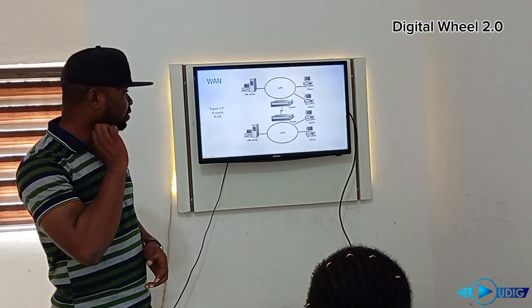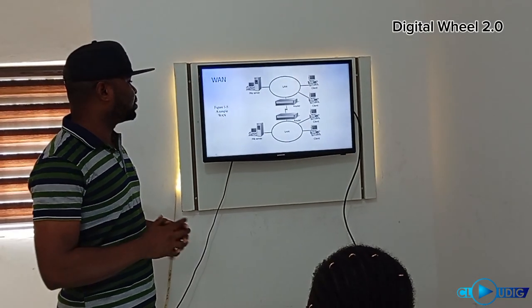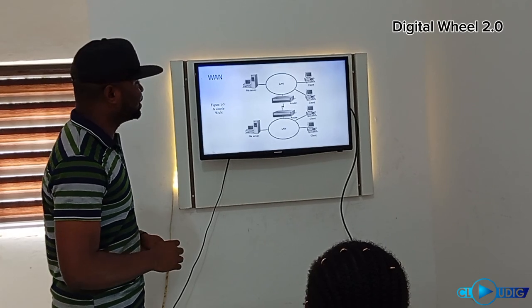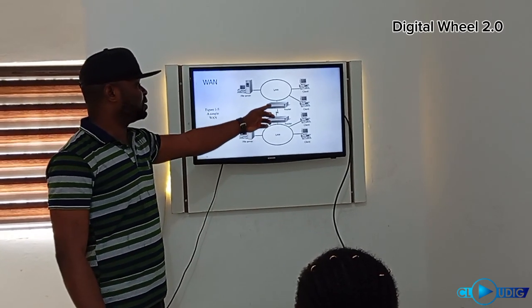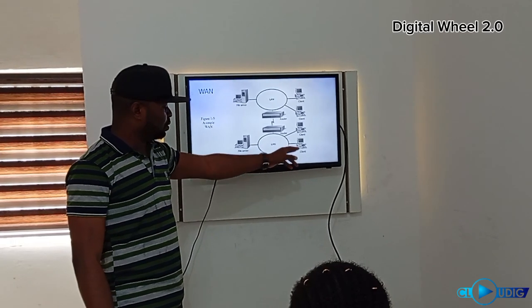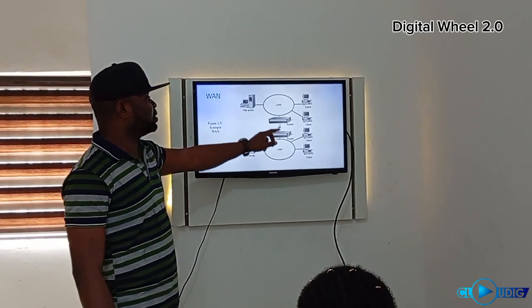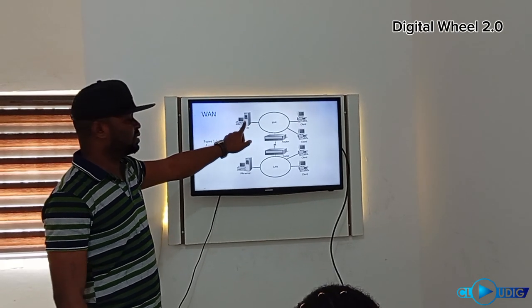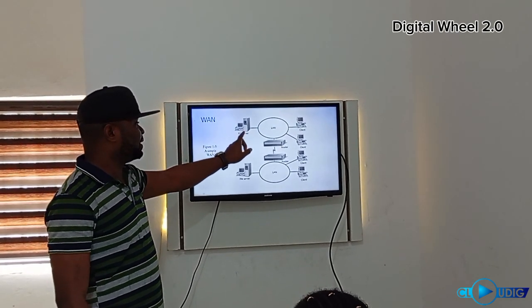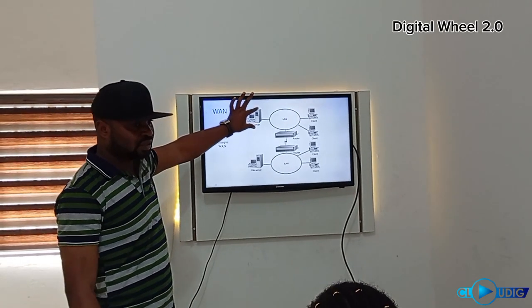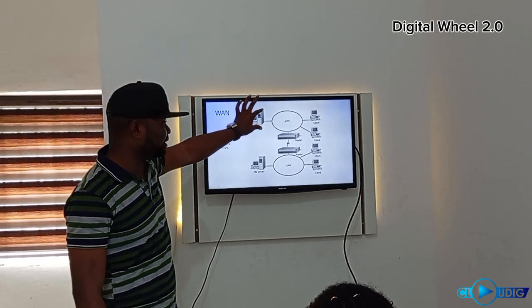So this is a very good graphical representation of how a wide area network is being implemented. This is a router, this is a router, this is a router. This is the local area network. This is the router now. This is the file server, which means there are a lot of files inside this server. That's why we call this a file server.